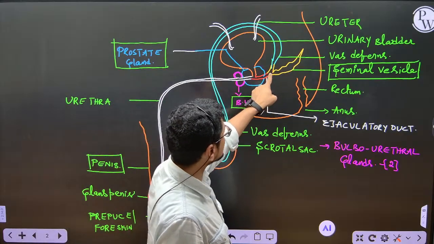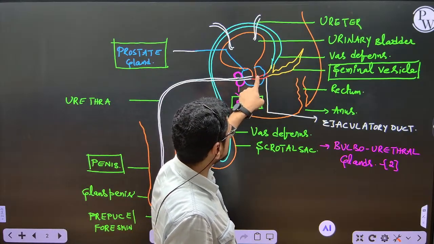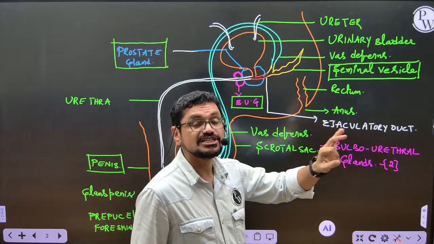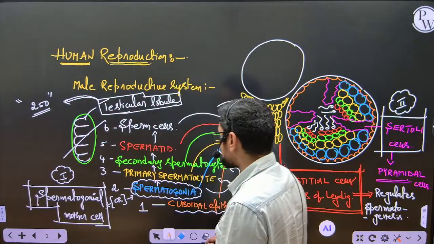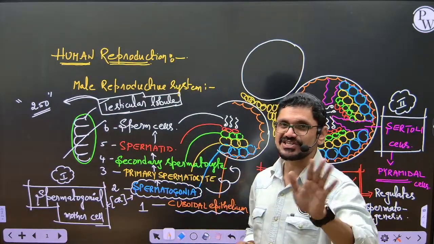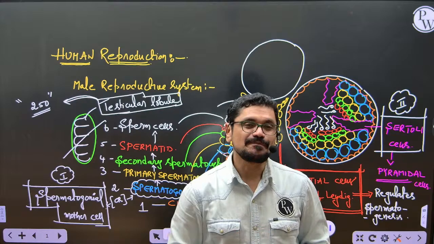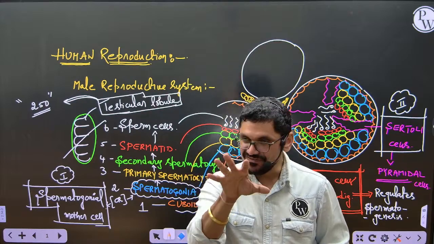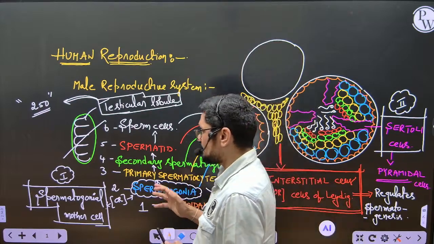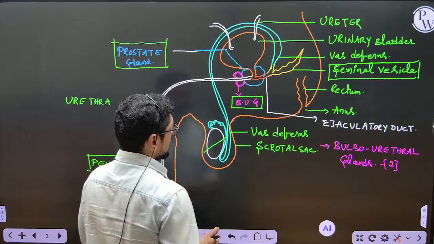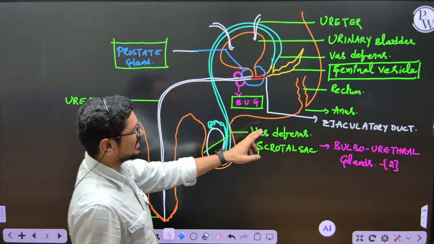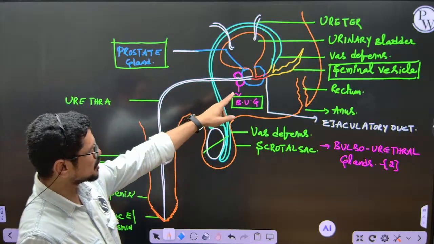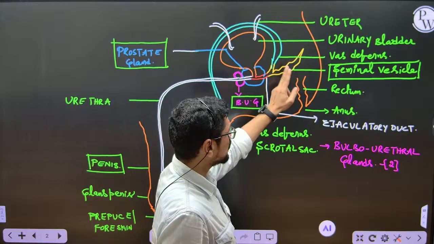The seminal vesicle joins with the vas deferens and forms a red colored duct. What is that duct? The ejaculatory duct. Don't think the ejaculatory duct will be red in color and the spermatogonial mother cell blue. It's not like that. For clarity in vision and understanding, I have represented it like that. Ejaculatory duct is formed by the fusion of the seminal vesicle and vas deferens.